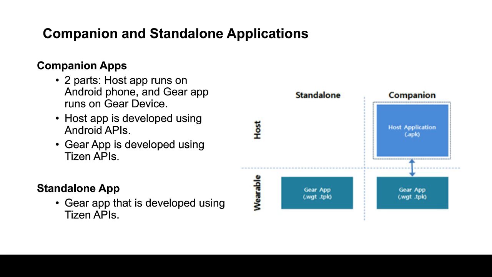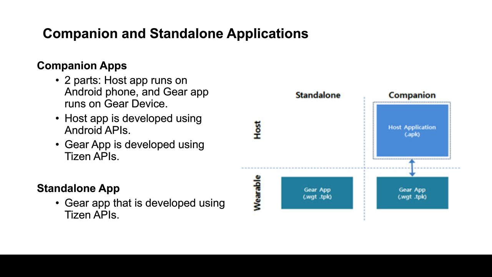So for any Gear, either Gear S2 or Gear S3, you can create two kinds of applications, either a companion application or a standalone application. A companion application, as the name suggests, has two parts: the host Android application that is running on your Android phone, and the Gear application that is running on the Gear device. So both the applications usually communicate with each other through some protocol.